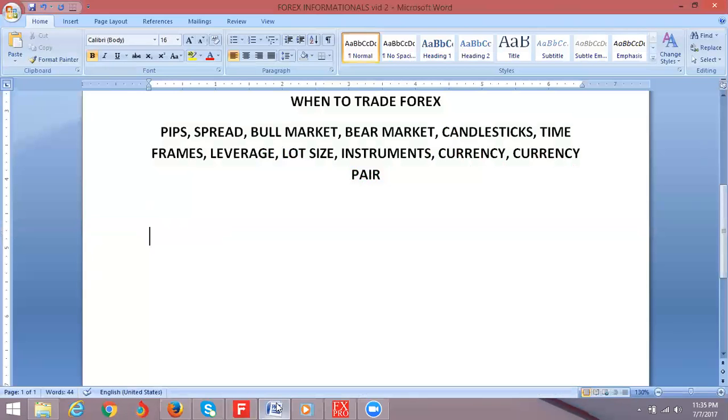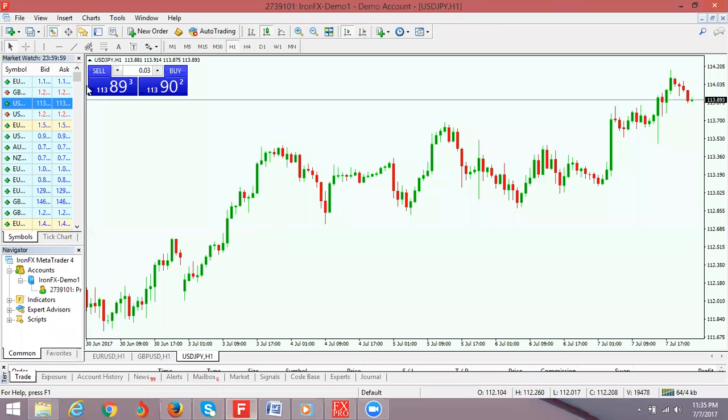Then we have bull market and bear market. In Forex, when prices are going up from the bottom, we say the market is bullish. So that will be a bull market. Then when the prices are coming down, like here, we say the market is bearish.